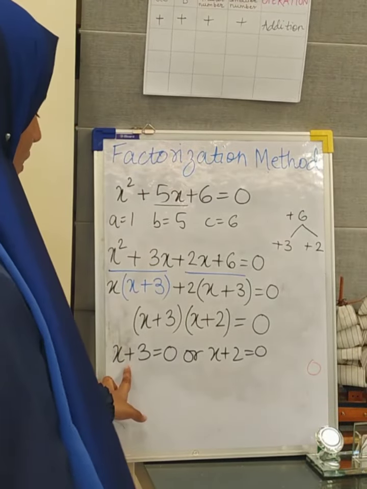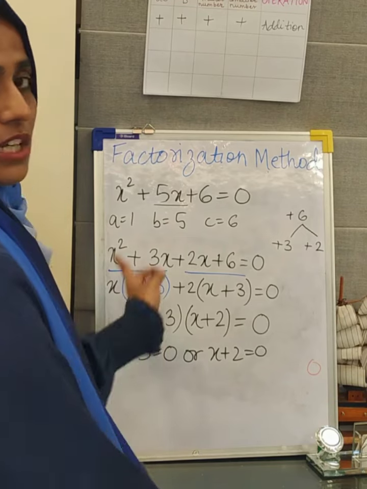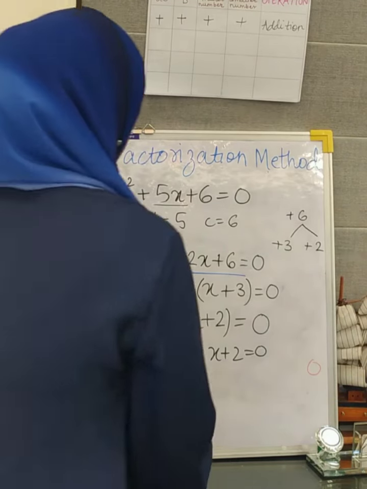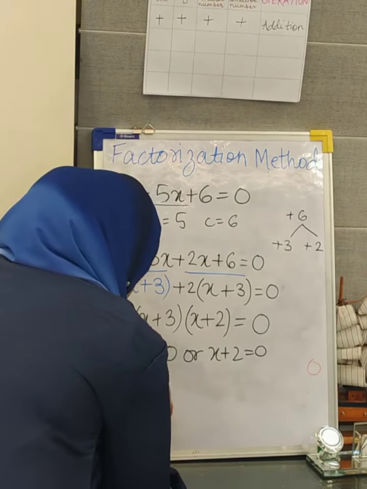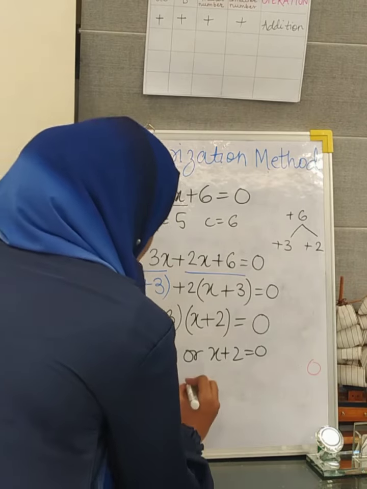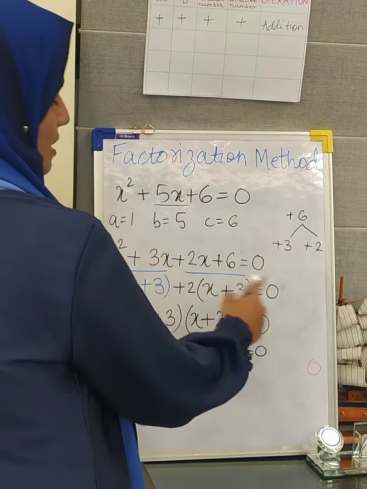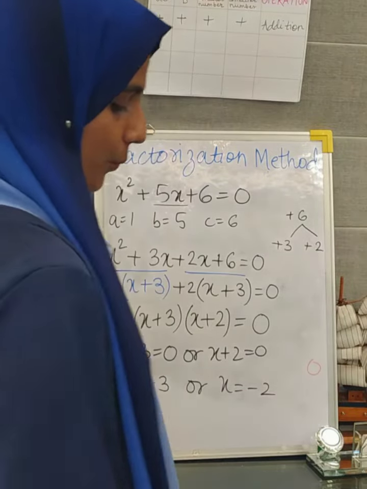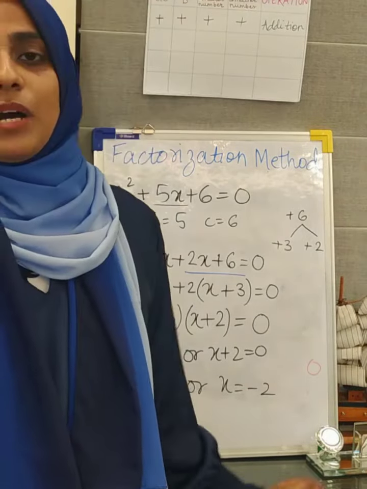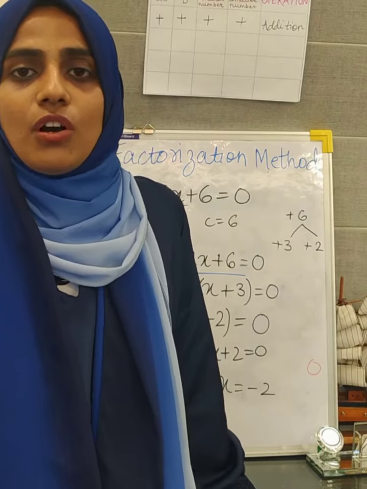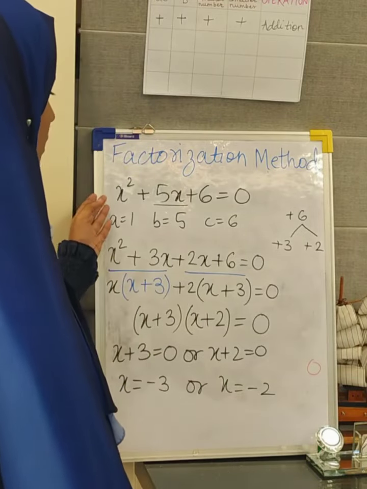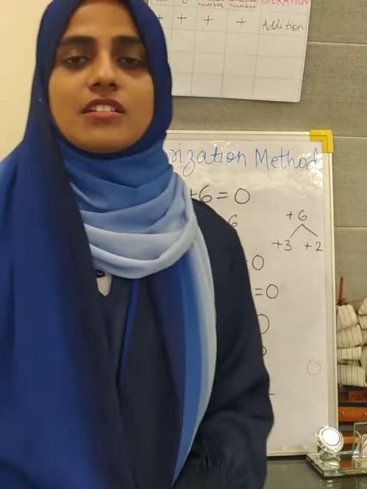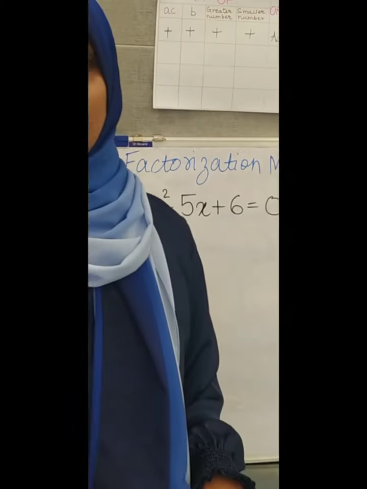If x plus 3 is equal to 0, 3 will transpose over there and it will become x is equal to minus 3, or we will transpose 2 and it will become x is equal to minus 2. So minus 3 and minus 2 are the roots of the quadratic equation, that is x square plus 5x plus 6 is equal to 0.